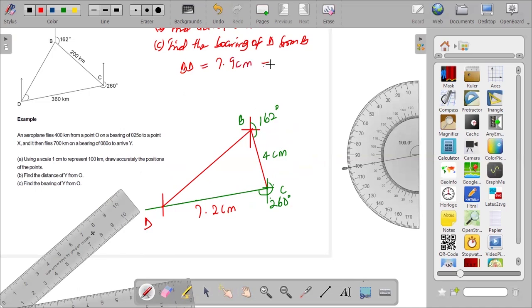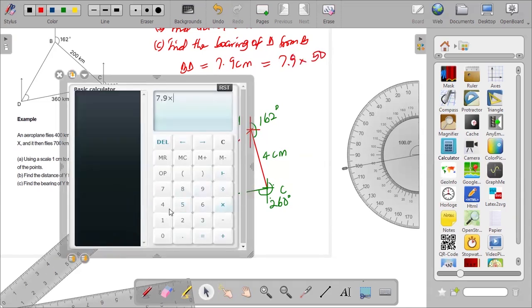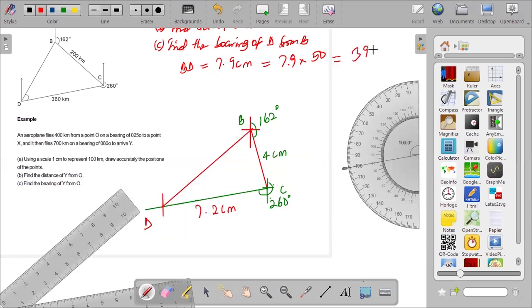Now based on the scale, that is 7.9 times 50 kilometers. And 7.9 times 50 is 395 kilometers, the distance of B to D. And then the last one is find the bearing of D from B. Let's get this angle.